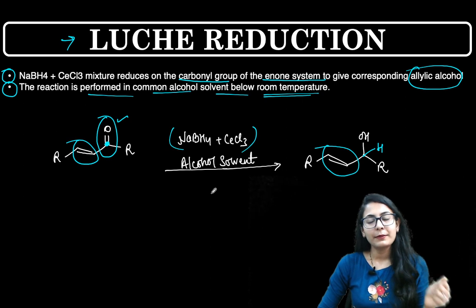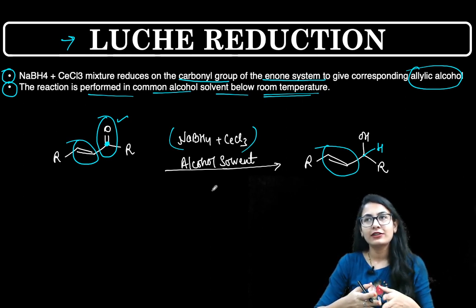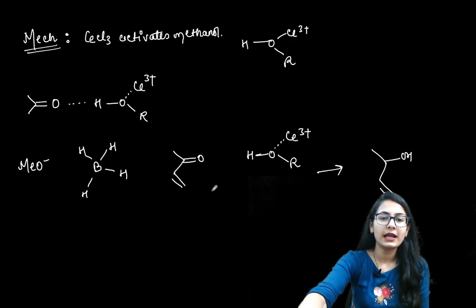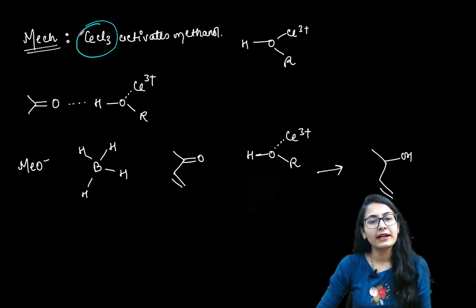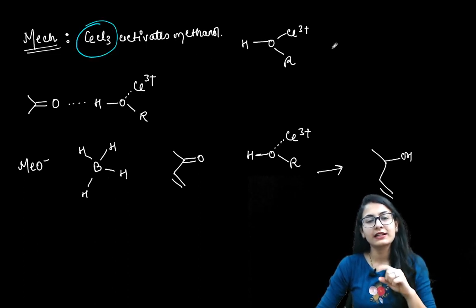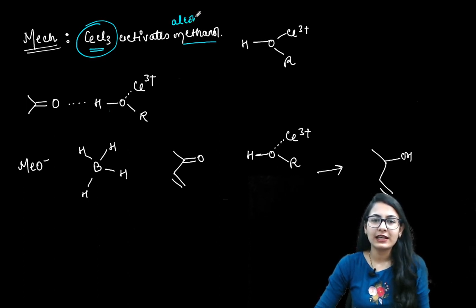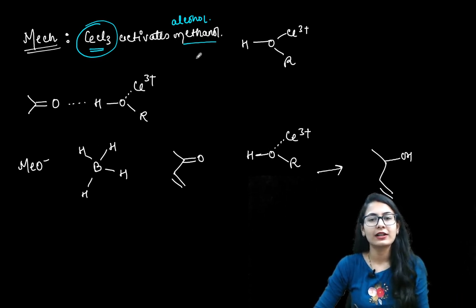Now the mechanism of this reaction is not asked in your competitive exams, and it is also not read frequently, but we are going to talk about why this is happening. Why, with the addition of cerium chloride, are we getting the 1,2 reduction, basically not the 1,4 reduction? Let's talk about this. Cerium chloride, first of all, activates methanol, or any other alcohol that you have taken as a solvent. It could be ethanol or any other alcohol.